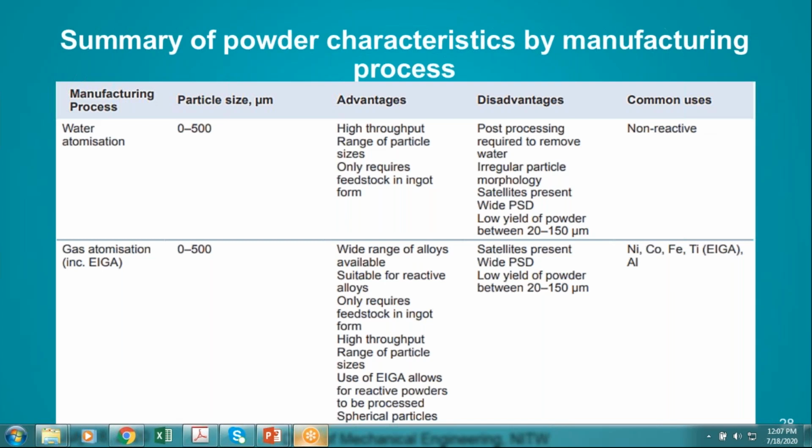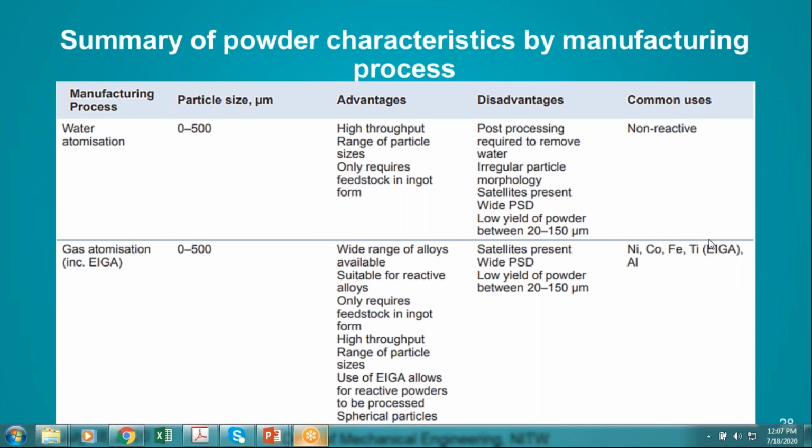And especially gas atomization is very much suitable for reactive alloys. When you are going to produce powder of these reactive alloys, gas atomization is very much suitable. And also for oxide materials.